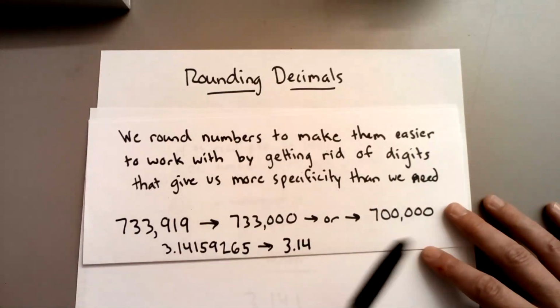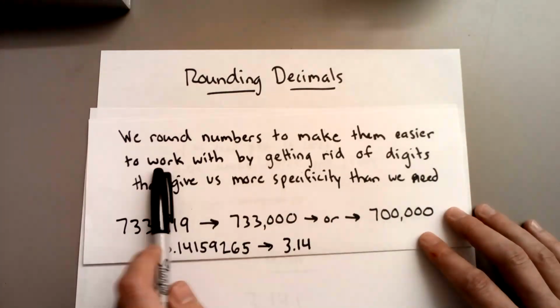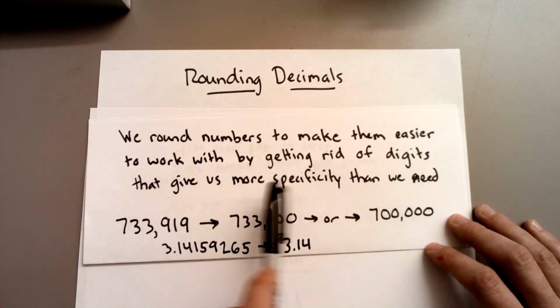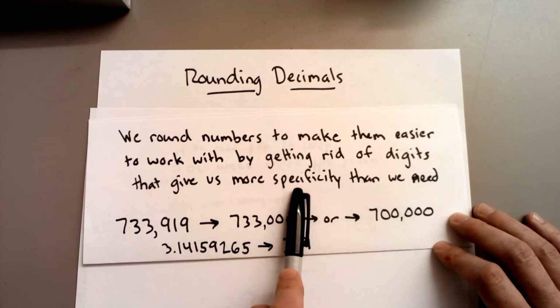Before we start rounding, let's talk about why we even round numbers. Well, we round numbers to make them easier to work with. And we make them easier to work with by getting rid of the digits that give us more specificity than we need. That means the numbers are more specific than we really need.